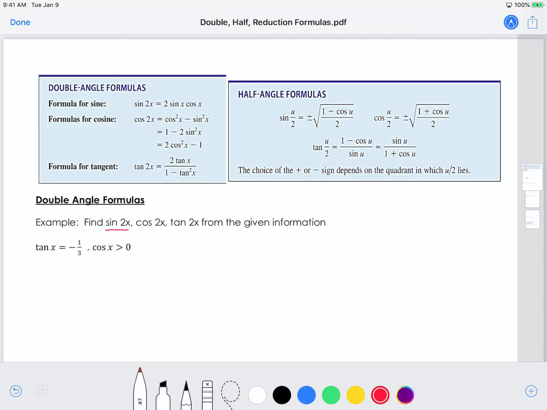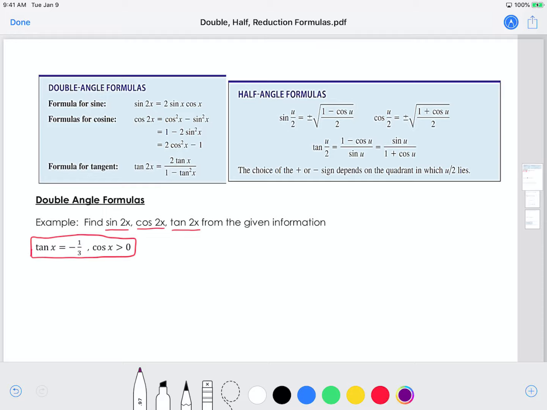We need to find sine 2x, cosine 2x, and tan 2x given this information here. Now the first thing I want you to do, because this is really important and this can screw you up if you don't do this, always make sure you know what angles you're dealing with and what quadrant those angles are in.